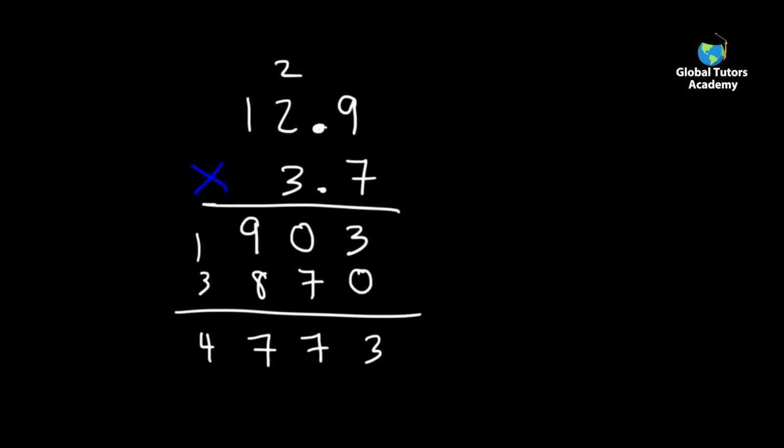Now how many numbers do we have to the right of a decimal point? So here's 1 and here's another 1. So we got two numbers to the right of the decimal point. Our final answer should be the same. So these two numbers are going to be at the right of this decimal point. Therefore the answer is 47.73.